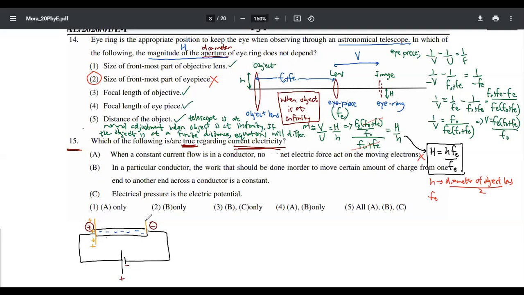Positive plate, negative plate, like that. The electrons will get attracted towards the positive plate. So if there's an electric field, obviously on the electrons there will be an electrostatic force. Hope you guys understood that.